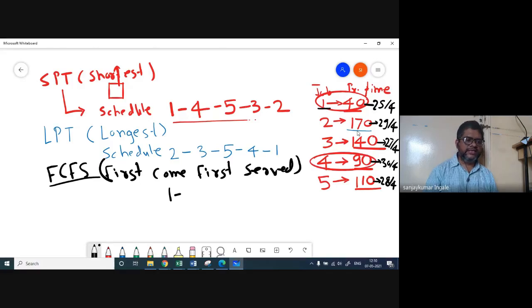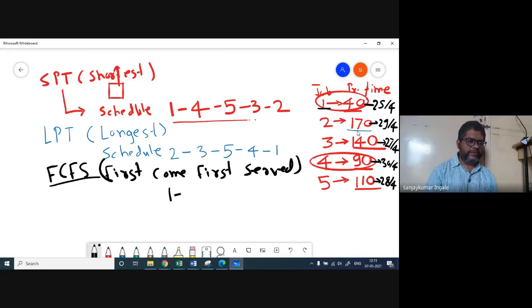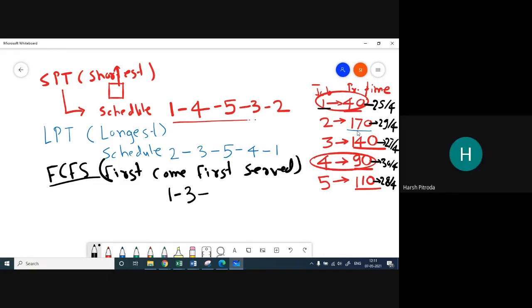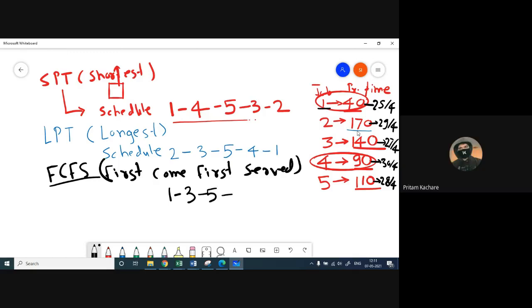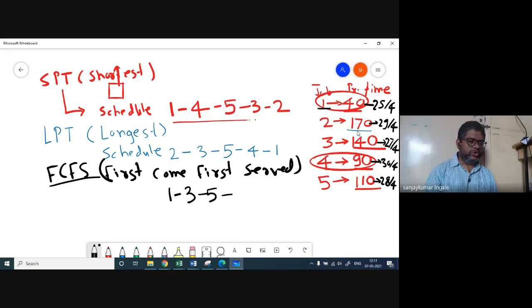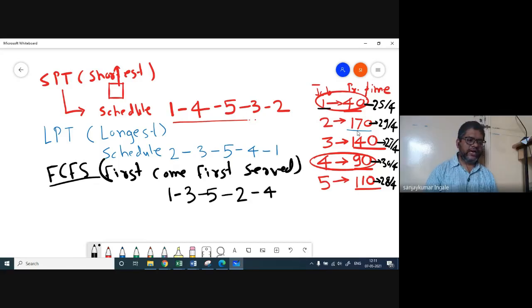27th April. Is it? Yes. So after the first job, I received the order for the third job on 27th, so I will do that. Then after 27th, job 5. Yes, good. Brilliant students. Next, job 2. Very good. And finally, job 4, because I received it that late. Is it clear?